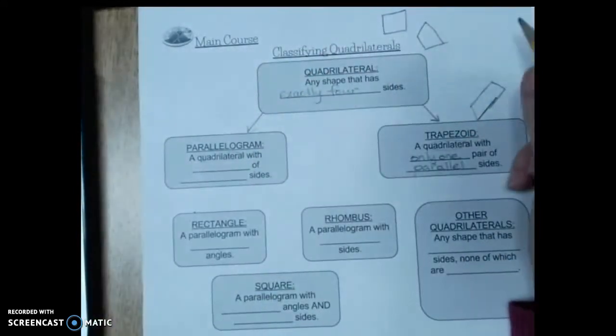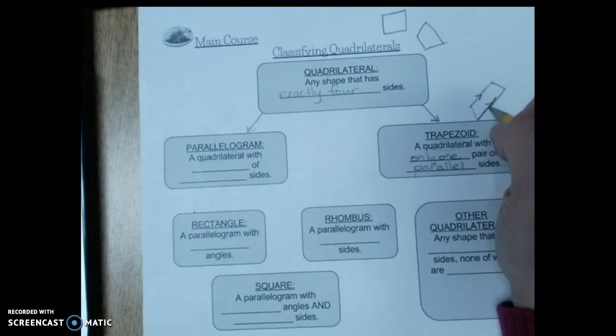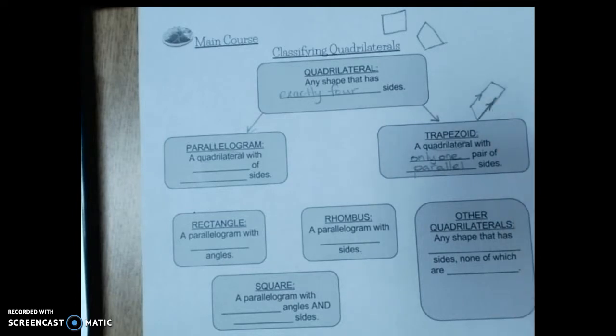Okay, so I have four sides, and this symbol right here means that these sides are parallel. It's like a little arrow that's sitting on top of the sides. So these two sides are parallel, these two are not. That's what makes it a trapezoid.